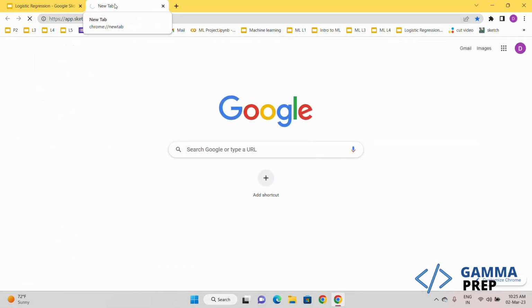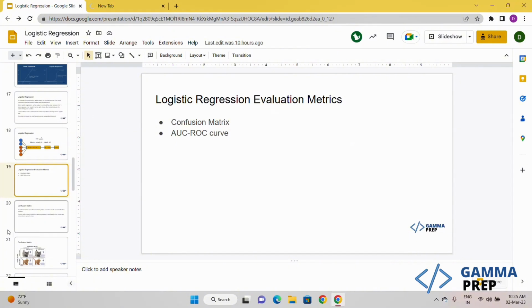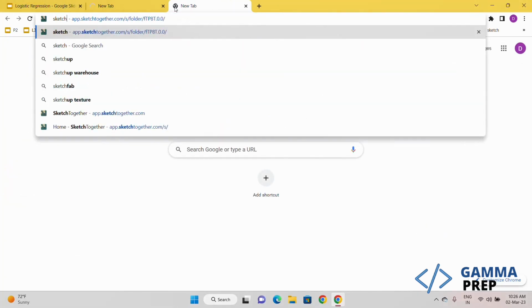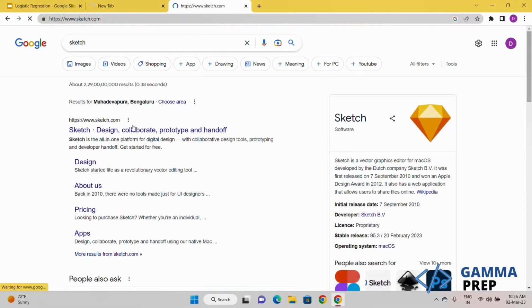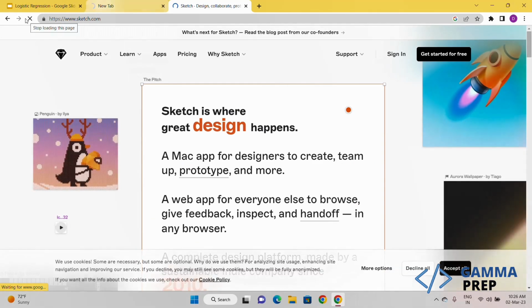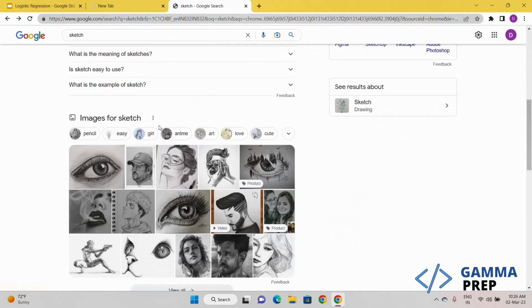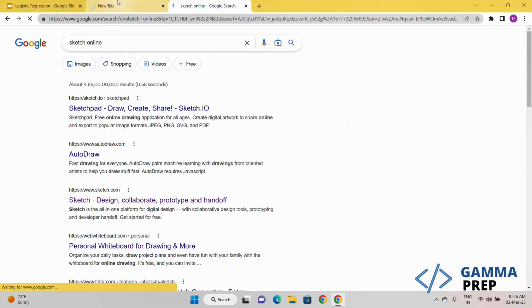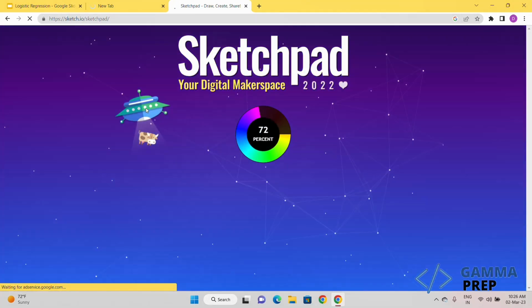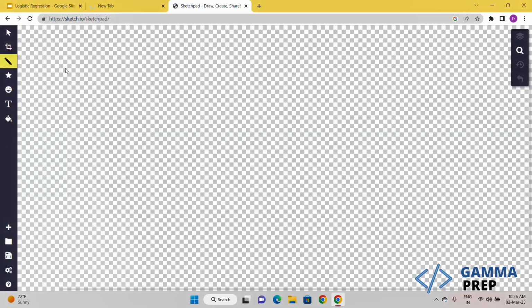One second, let me see. Okay. So now there are a few terms that we have. Sketch. Somehow this does not open. Let's see if we can use something else.